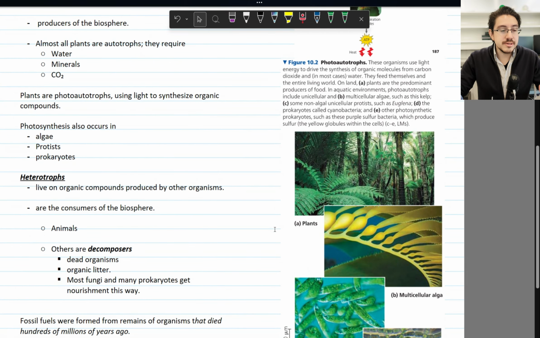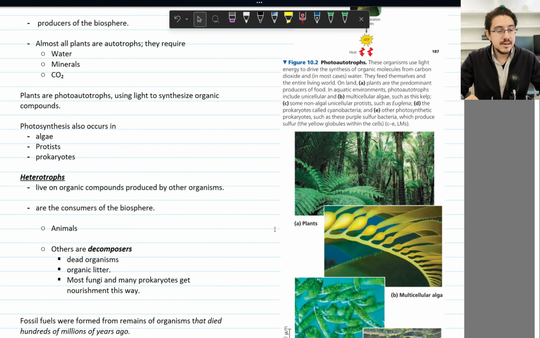Photosynthesis also occurs in other organisms like algae. You have some photosynthetic protists, and some prokaryotes can photosynthesize. Also, there is some variety of life there in terms of autotrophic organisms.